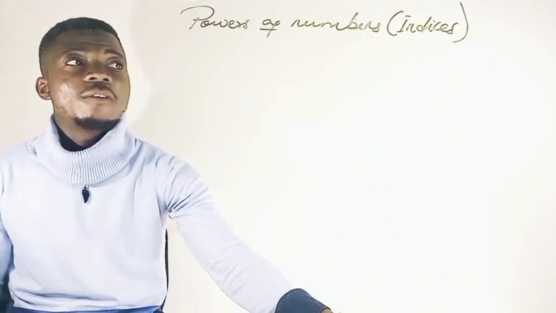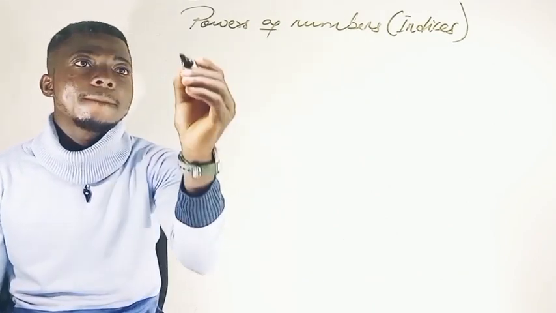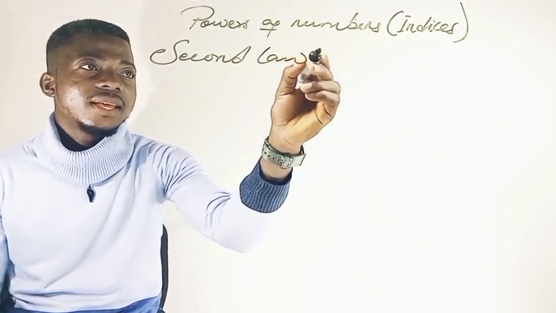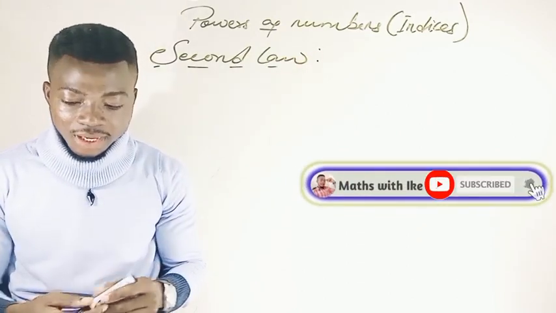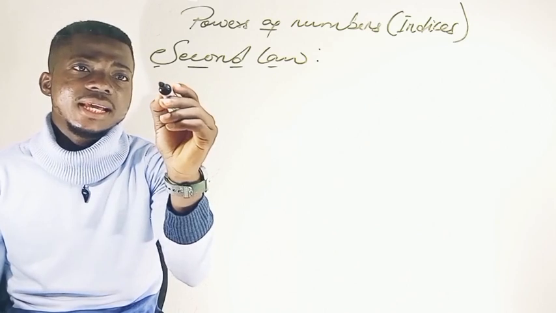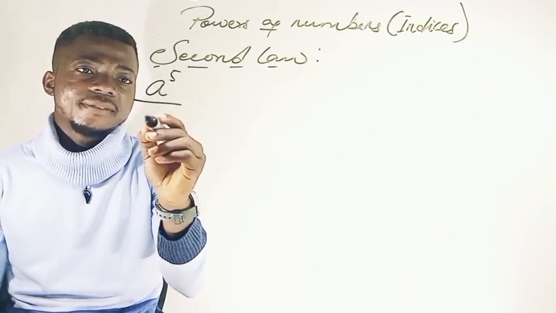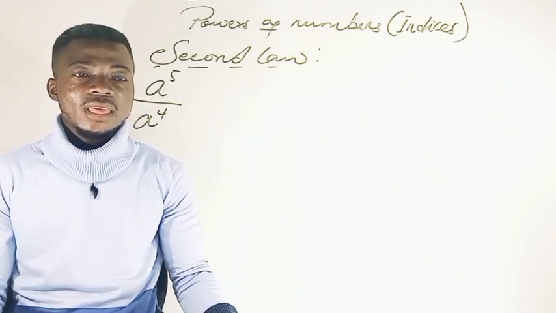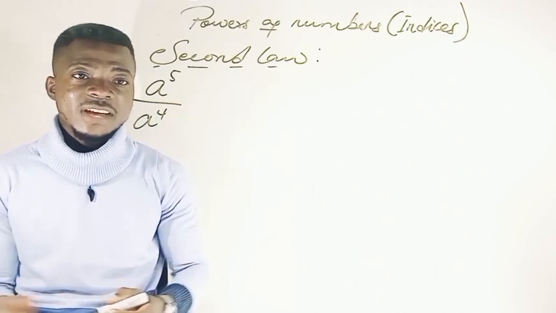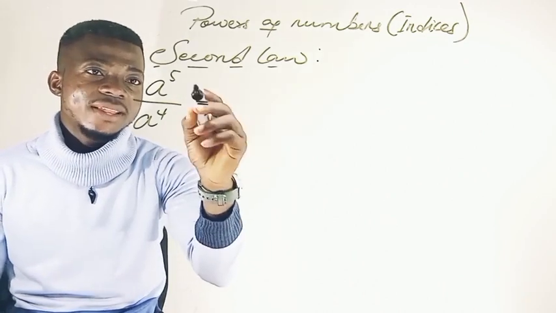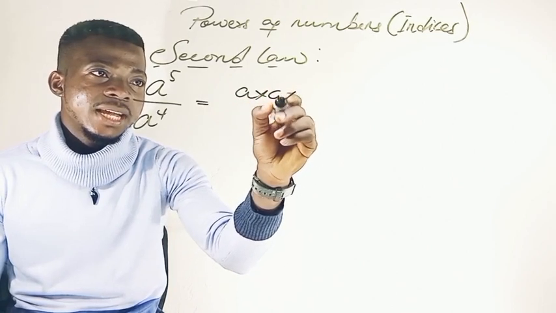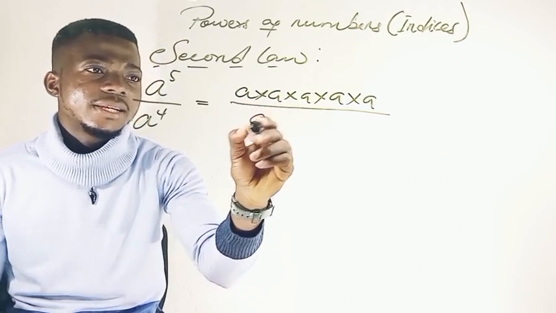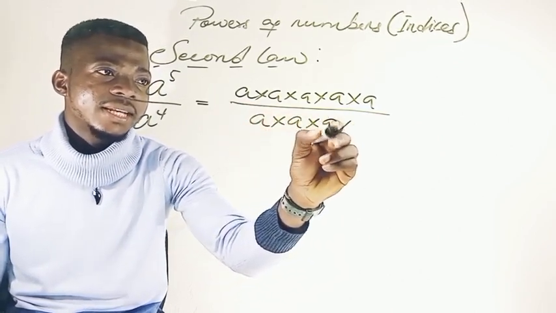So the second law of indices. Now this is the second law. In case you have a exponent 5 over a exponent 4, you have to divide. So a exponent 5 divided by a exponent 4. We can write this one as a times a times a times a times a divided by a times a times a times a.